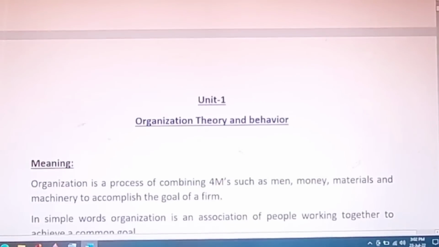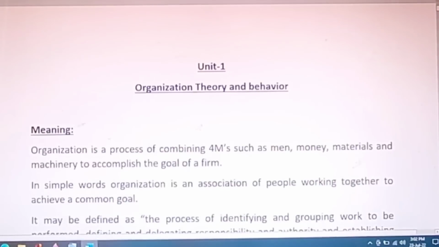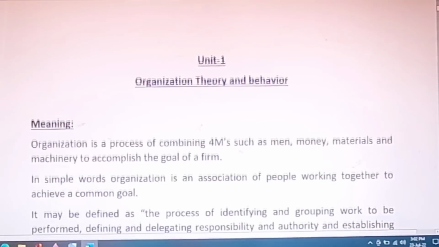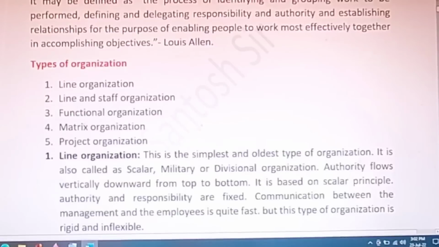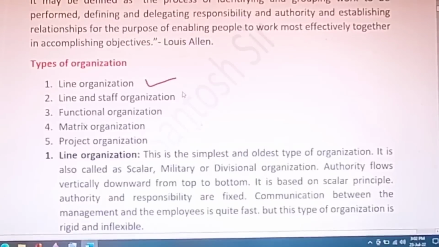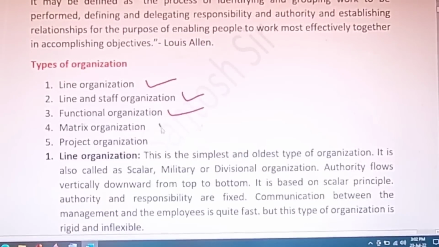And let's see the important questions from unit 1 which you should definitely study. Unit 1 में ज़्यादा कुछ नहीं है. Organization theory and behavior, इसमें different types of organization पे आपको basically ध्यान देना है. Like line organization, line and staff organization, functional organization, matrix organization and project organization.